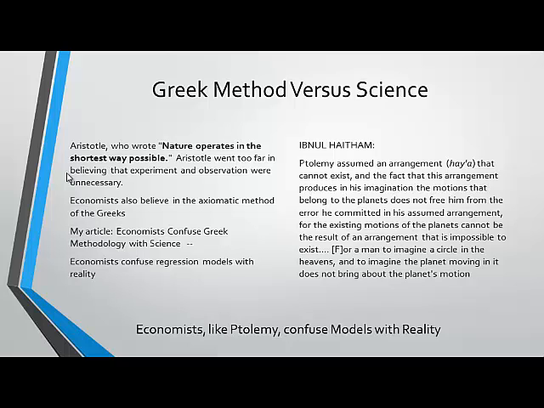But they write, and this is the statement they use to show that Aristotle invented Occam's principle, even though he did not: the next sentence is, "Aristotle went too far in believing that experiment and observation were unnecessary." So it's clear that Aristotle could not have invented the scientific method.